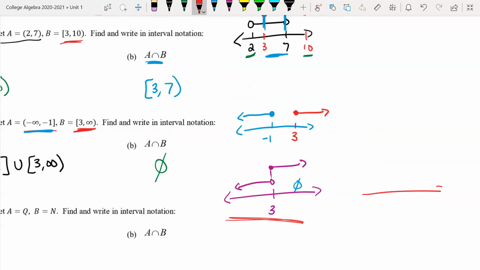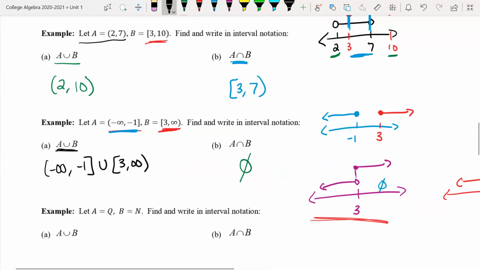They'll also do this to you. They'll say 3, and it'll be a closed circle on both. Now, what's your intersection going to be? Your intersection is just the number 3. Because that's the only thing they have in common. But it only works if they're both closed circles. Okay, so just be careful of that.